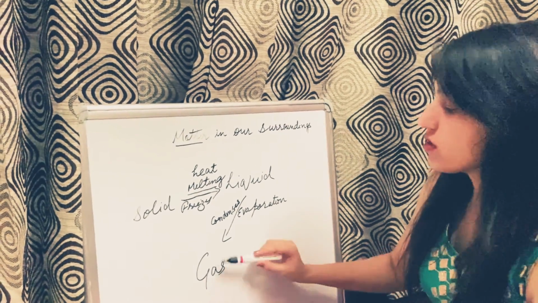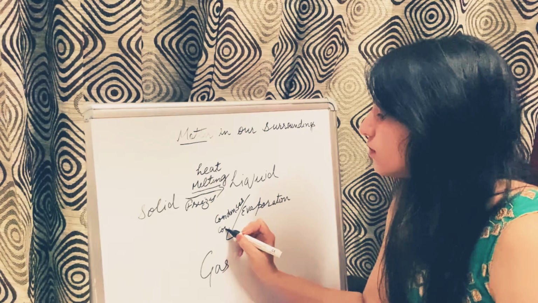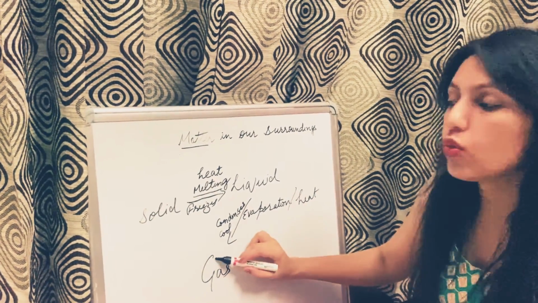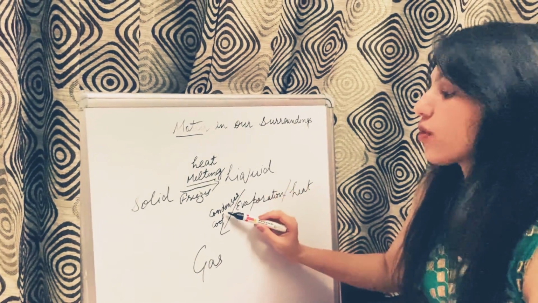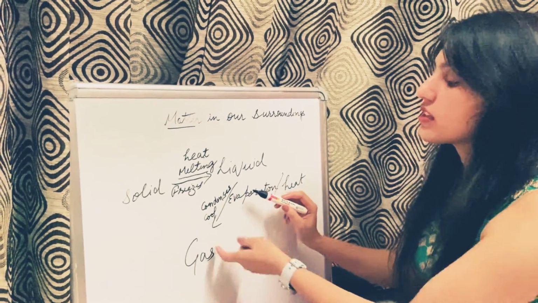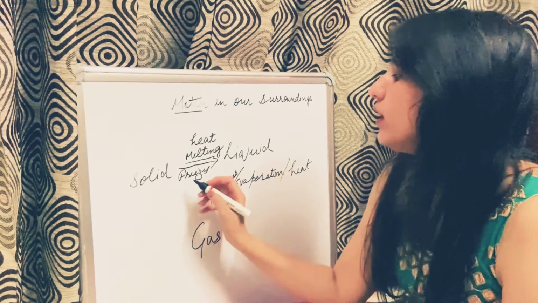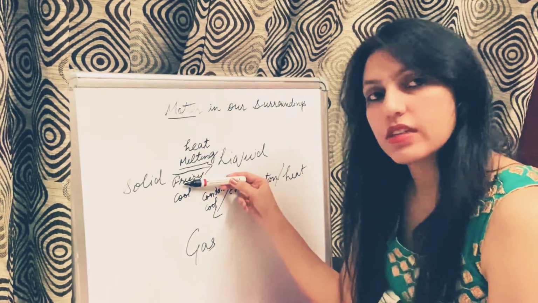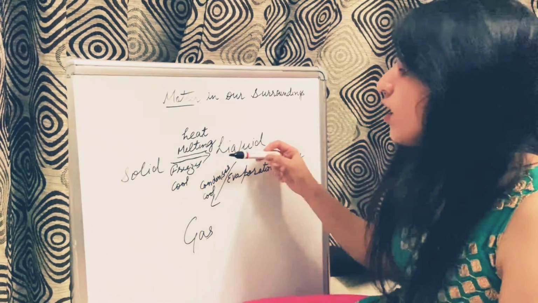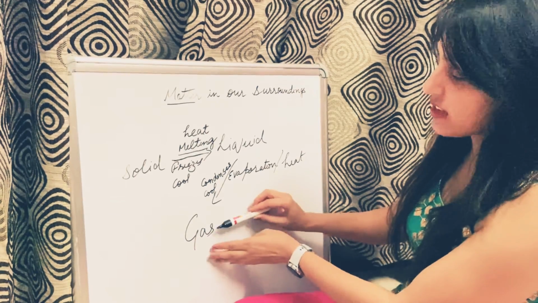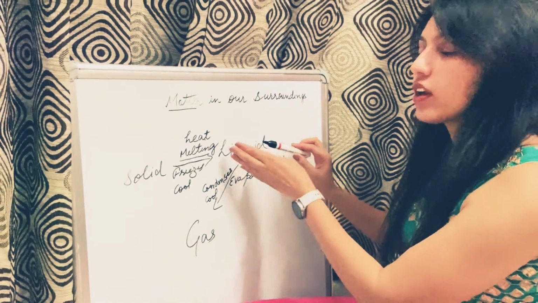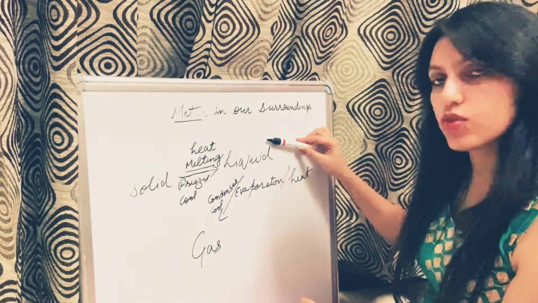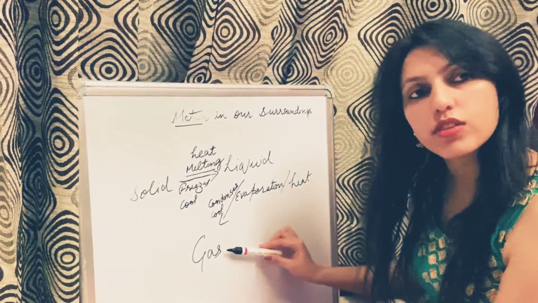Now the reverse process, if you cool a gas, then the gas, when it cools, will change to liquid, and that process is known as condensation, or you can say it condenses. When you cool down a liquid, it gets frozen or it freezes, and that is known as solidification. Means if you cool a gas, it will change to liquid. If you cool a liquid, it will change to solid. If you heat a solid, it will change to liquid. If you heat a liquid, it will change to gas.